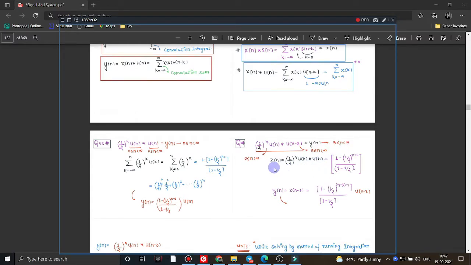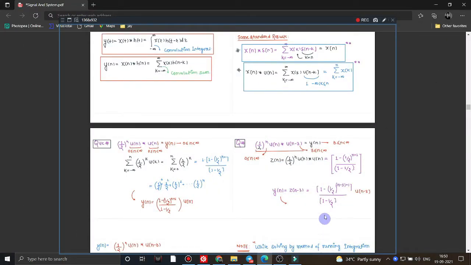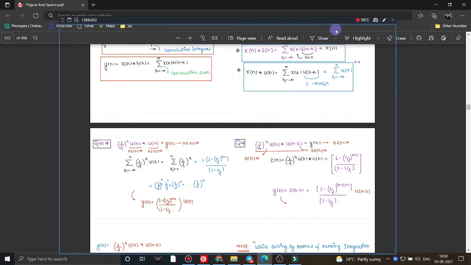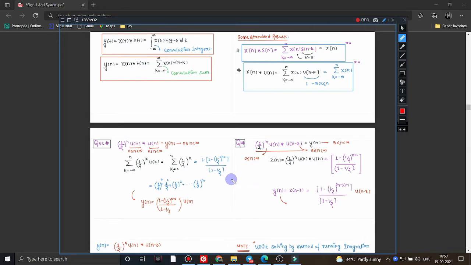Now we consider this whole term y[n] to be z[n]. z[n] is equal to (1/2)^n u[n] convolved with u[n]. This is the formula of an infinite GP: a upon 1 minus r. Here a is 1, and our r is 1/2.